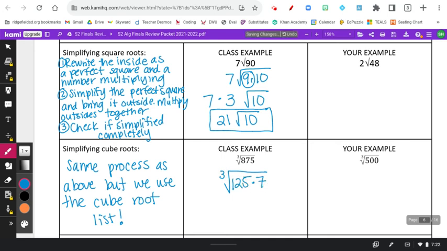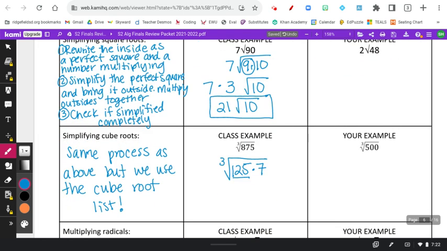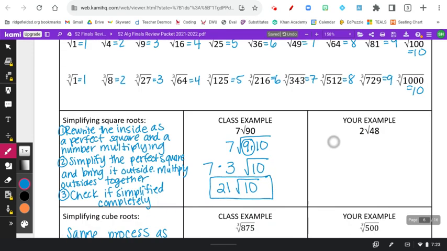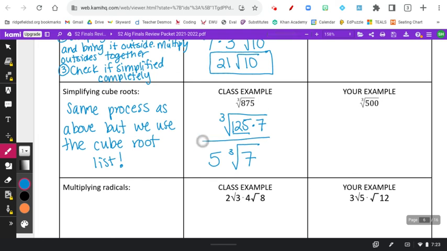Now we're going to simplify the perfect cube in this case. So my perfect cube is the 125 from our list. The cube root of 125 according to above is 5, so that comes on the outside. And since we don't know the cube root of 7, that stays on the inside. To check if this is all simplified, I'm going to look if there's any cubes that divide into 7, and there are not. So this right here is our final answer.